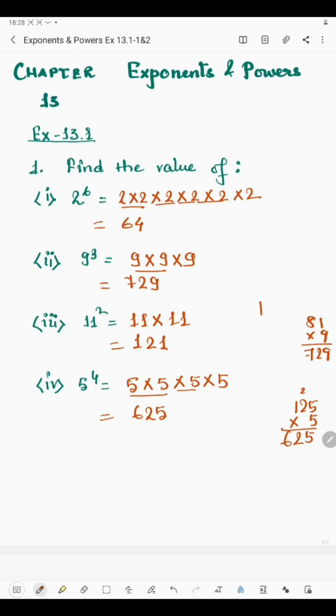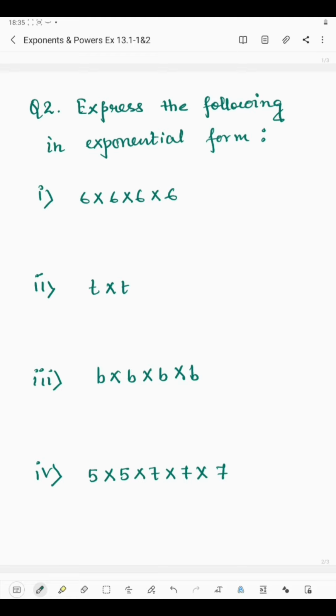So this was all about question number 1. Now coming to the next question. Question number 2 says express the following in exponential form. Exponential form means, suppose 2 to the power 4, where a base and an exponent are there. Altogether it is known as exponential form. Or if we write 5 raised to the power 3, this is also in exponential form. Here it is given in expanded form and we will have to write it in exponential form.